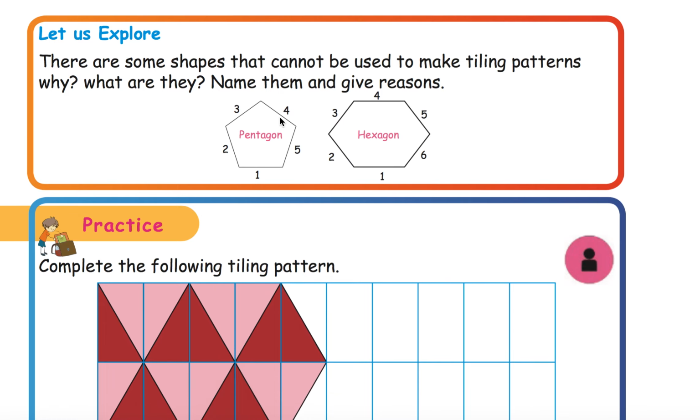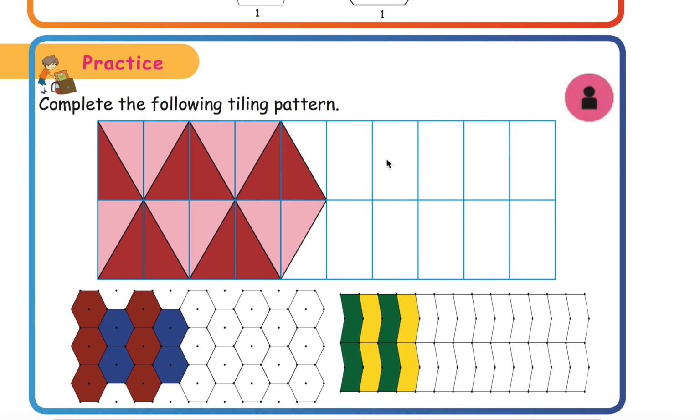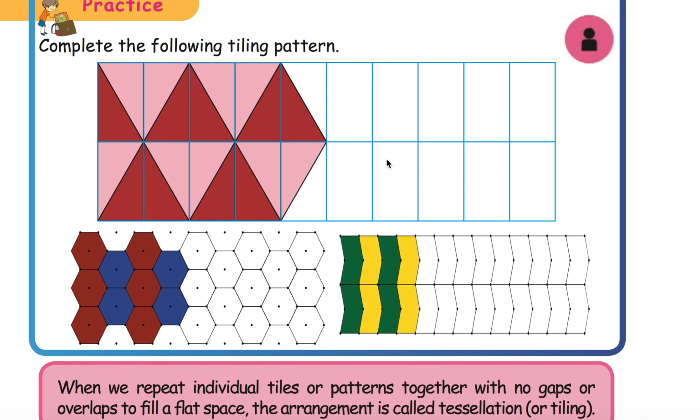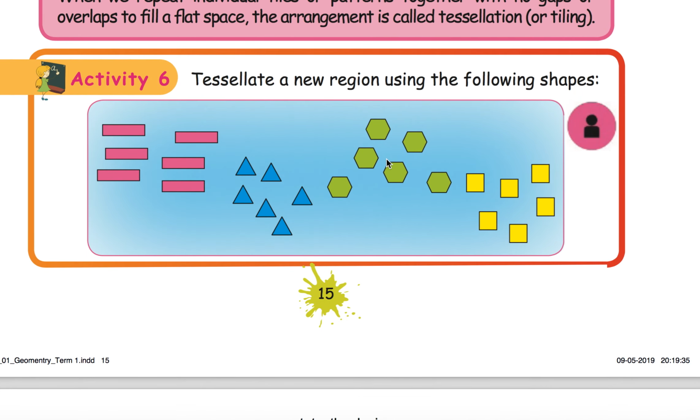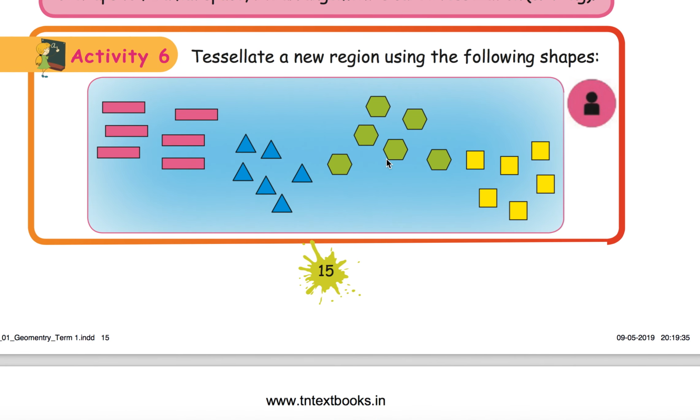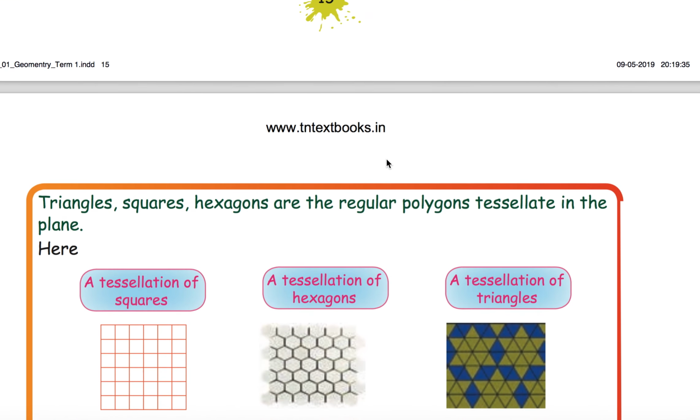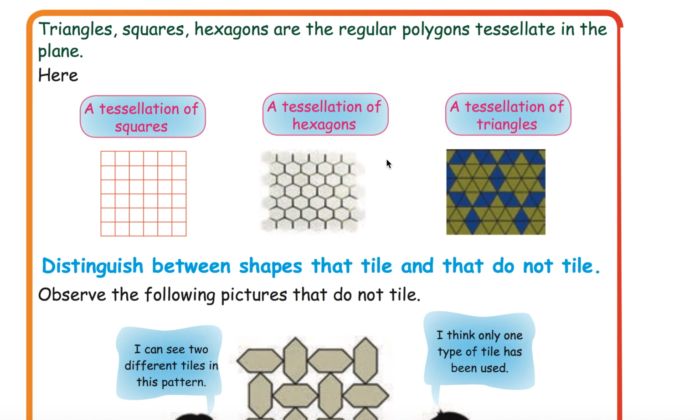A pentagon has 5 sides, hexagon has 6 sides. Complete the following pattern. Tessellate a new region using the following shapes. Triangles, squares, hexagons or regular polygons tessellate in the plane.